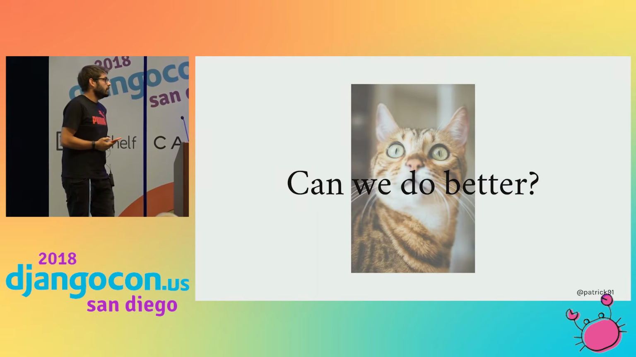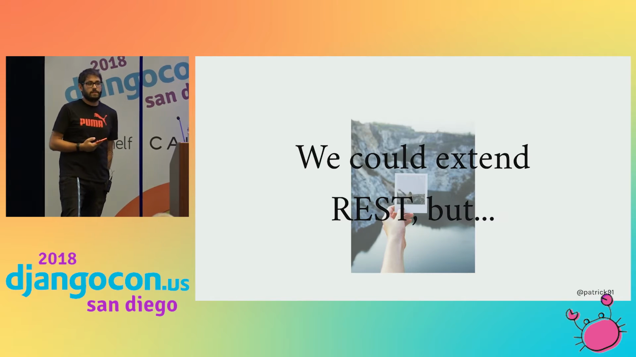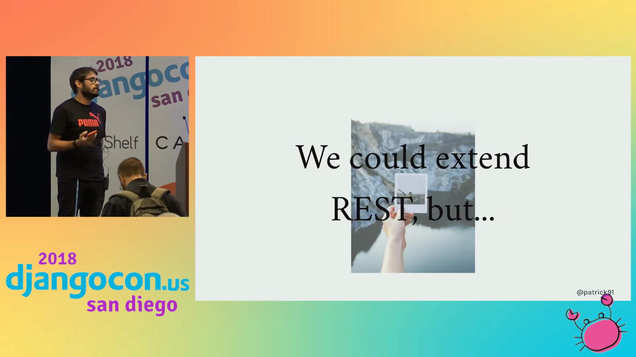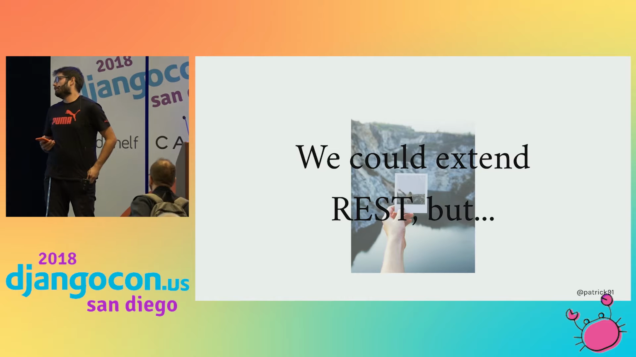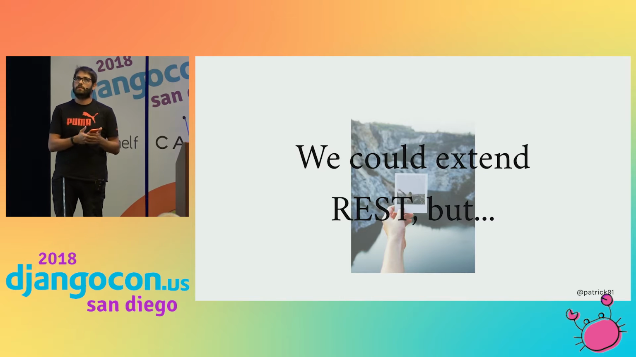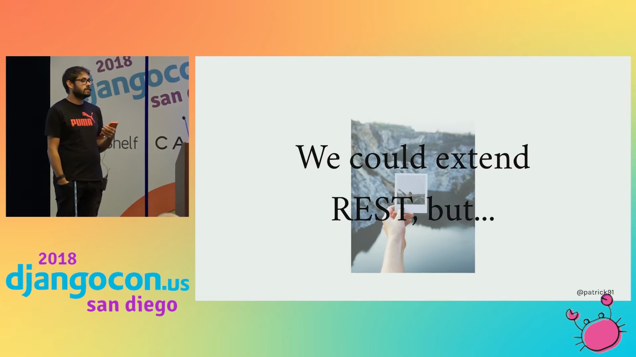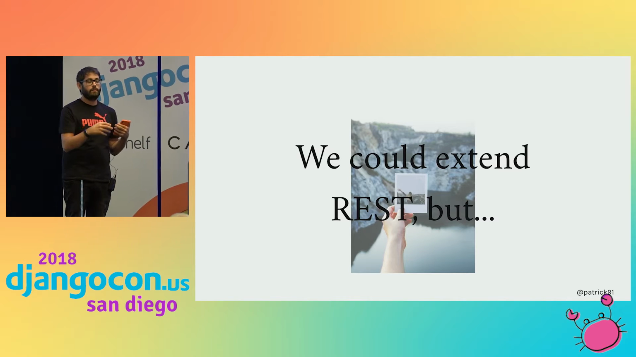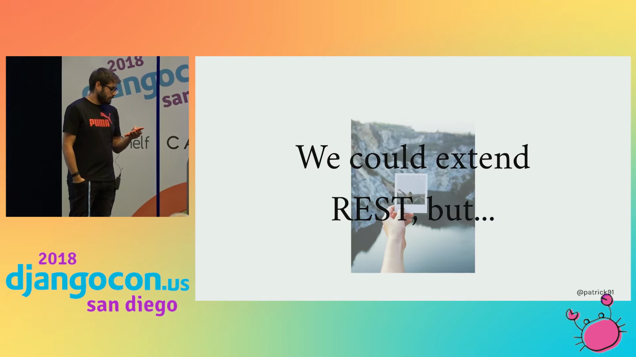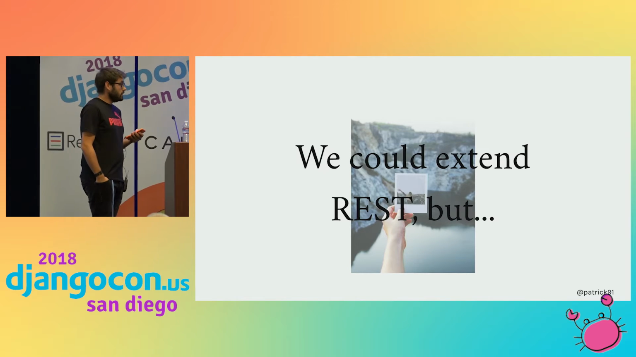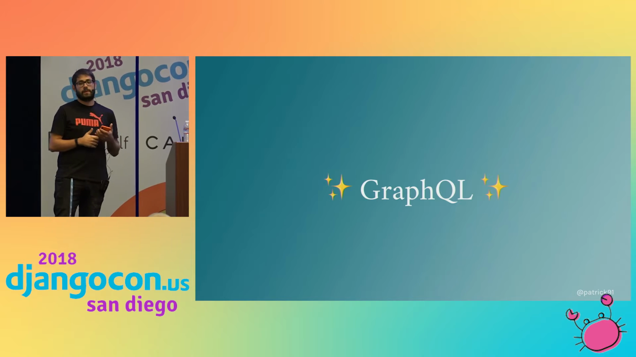So can we do better? We could extend REST. The problem, as I said, is not a standard, so everyone is doing things differently, which means that we need to document all the extensions that we build. For example, we could do, I don't know, a GET parameter to expand some fields. We can use headers to say, oh, this is a mobile client, so send images that are smaller, and so on. So for some of these reasons, GraphQL was created.